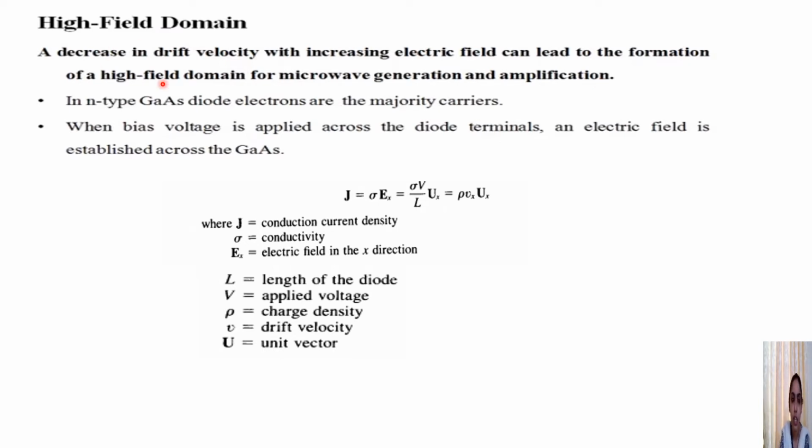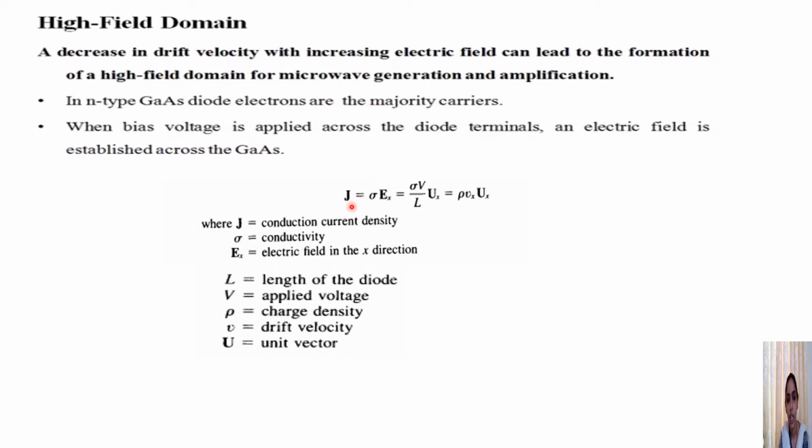And when I am speaking of the high field domain, remember that this high field domain forms in the active layer of the Gunn diode. The two end layers are used for providing the biasing. In the active layer only do we have the domain formation. We also consider an n-type gallium arsenide diode. Remember, there the electrons are the majority carriers.